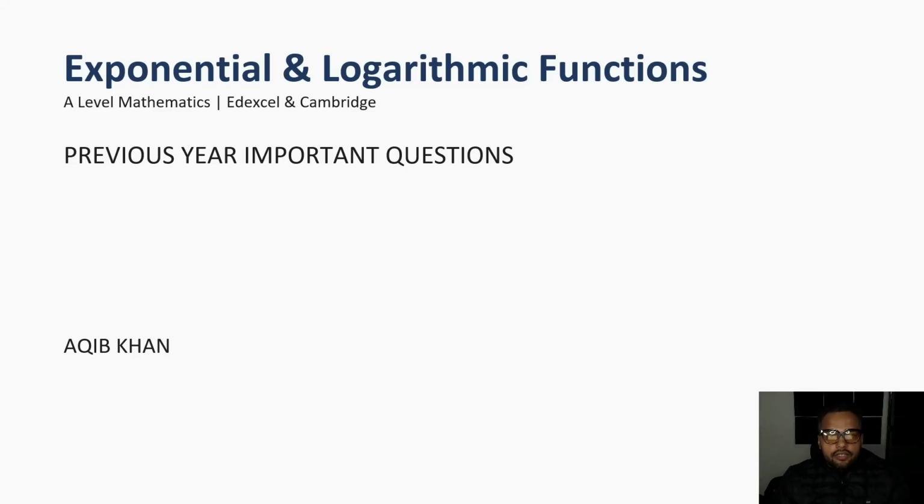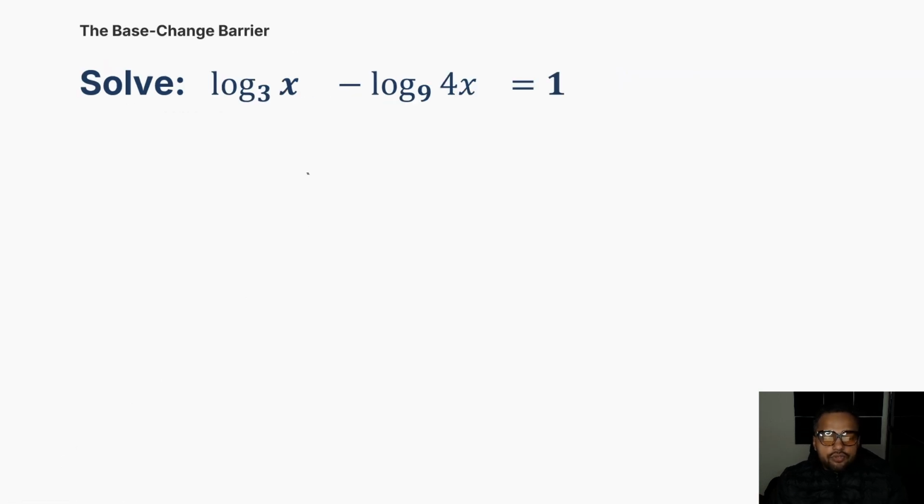And today I have started one series in which I'll be discussing the previous year important questions of exponential and logarithmic functions. So today the first question which I have taken is based on the base change. This is where the majority of students get stuck in changing the base. I'll tell you how. So the question I've taken is log x base 3 negative of log 4x base 9 equals 1. So how to approach this question? I'll do it for you directly.